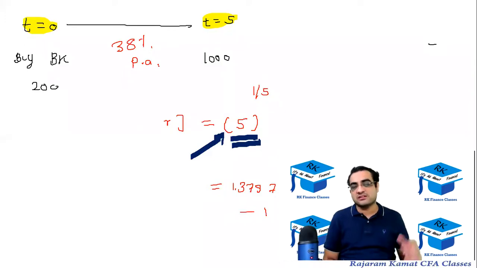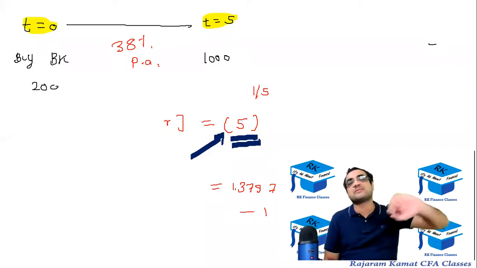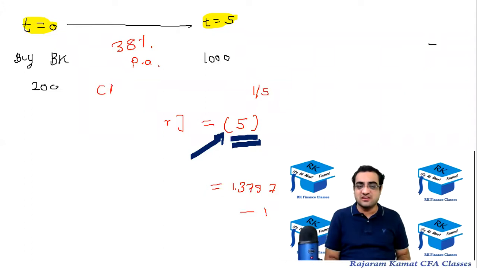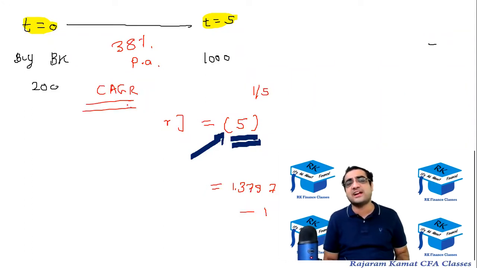Or in the engineering syllabus or in the science background syllabus it is called CAGR. I think in school days also it was the word CAGR, compounded annual growth rate, CAGR.